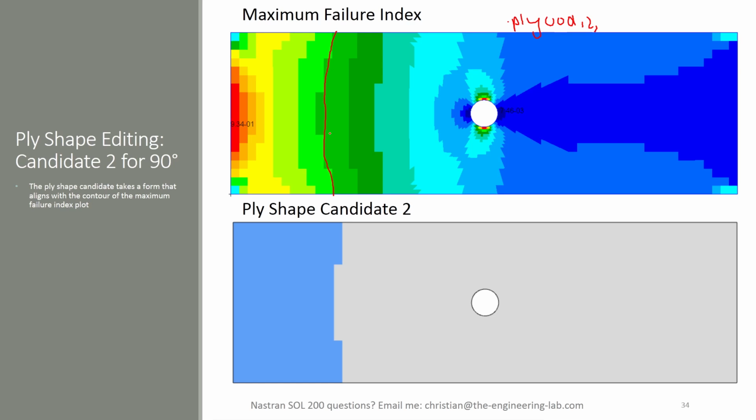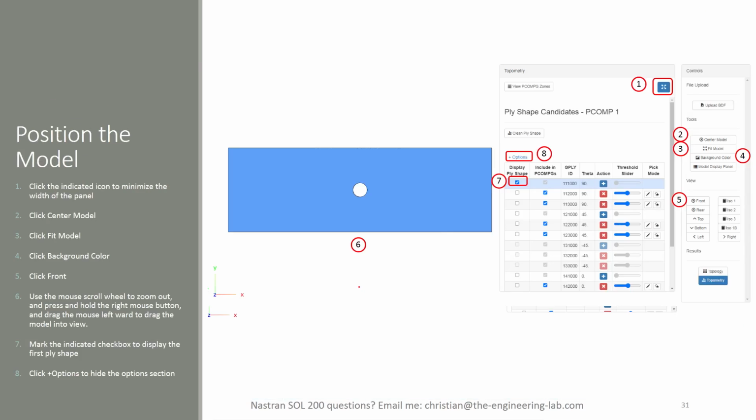Here, what we're going to do is we are going to construct ply shapes that follow the contours of the failure indices. So here, if around the hole, maybe you want to create a ply shape that follows this contour. That's the strategy we're going to employ. So here is just one example of the ply shapes we're going to be building. And in the appendix, I go into more reasoning why this is an effective strategy for creating your ply shapes.